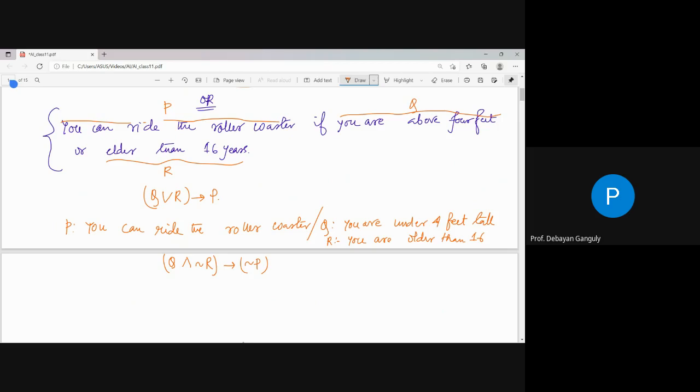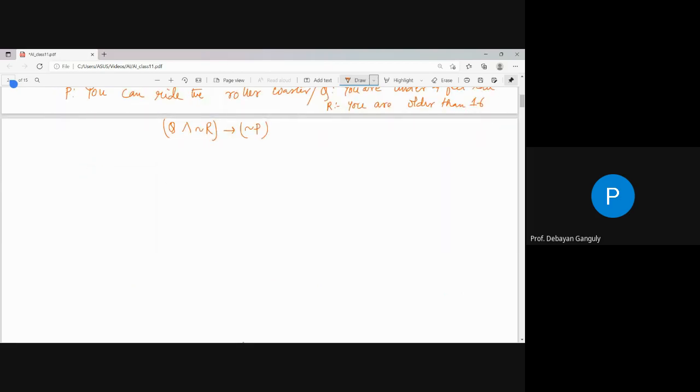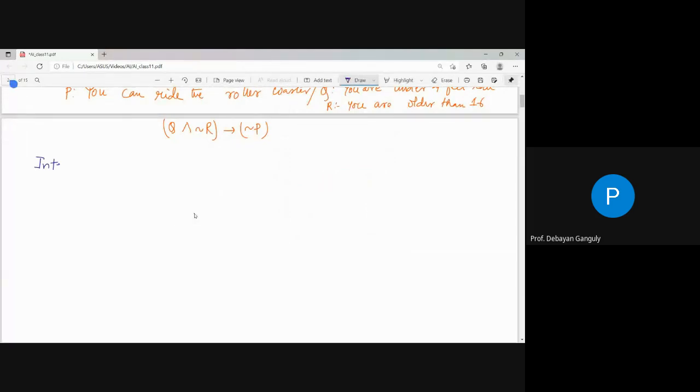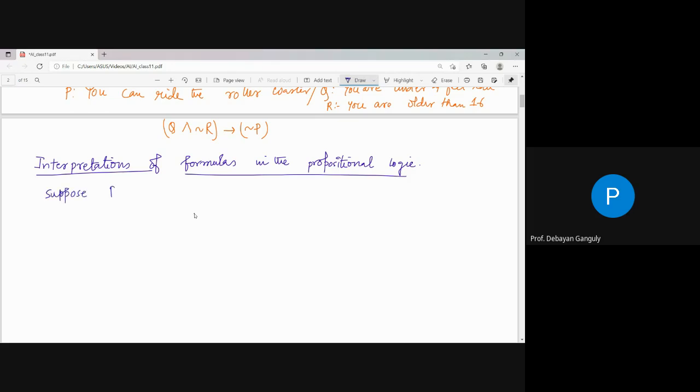Now there is something called interpretations of formulas in propositional logic. What is this? Suppose P and Q are two atoms, and the truth values of P and Q are true and false.